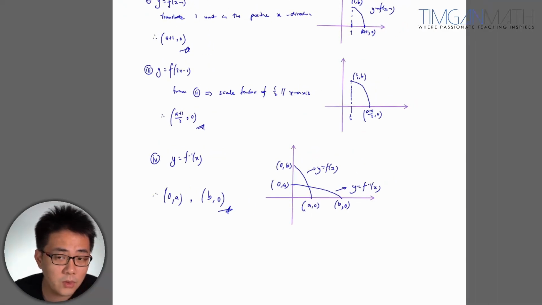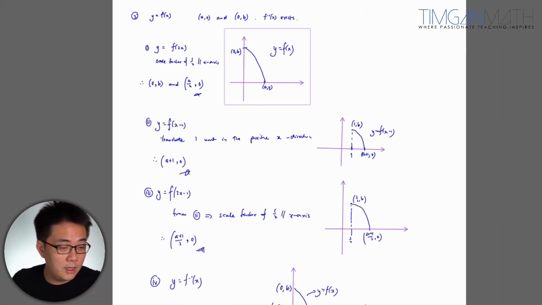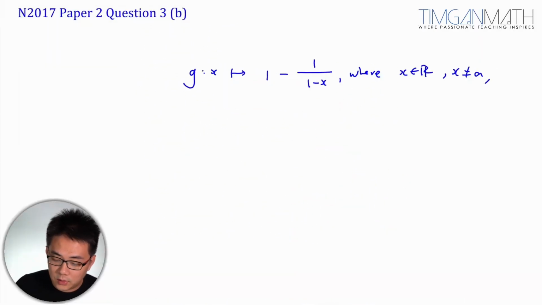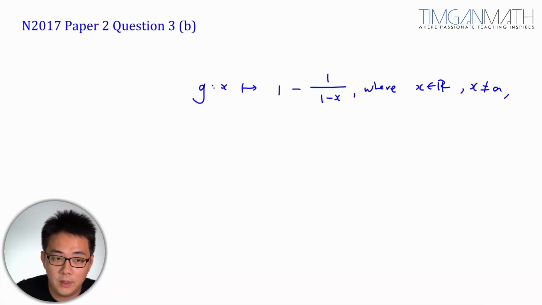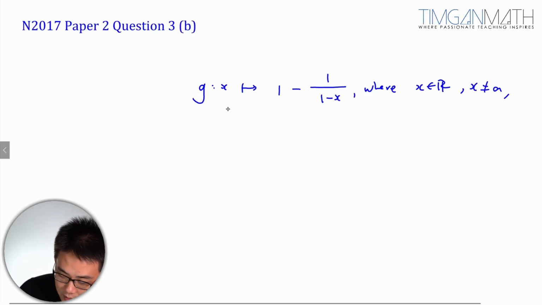Okay, so this is how I do this question here proficiently. Let's look at the subsequent part. This question here, 2017 paper 2 question 3b. You are told to state the value of a. This function g(x) is explained in this form here. So how do we state the value of a?